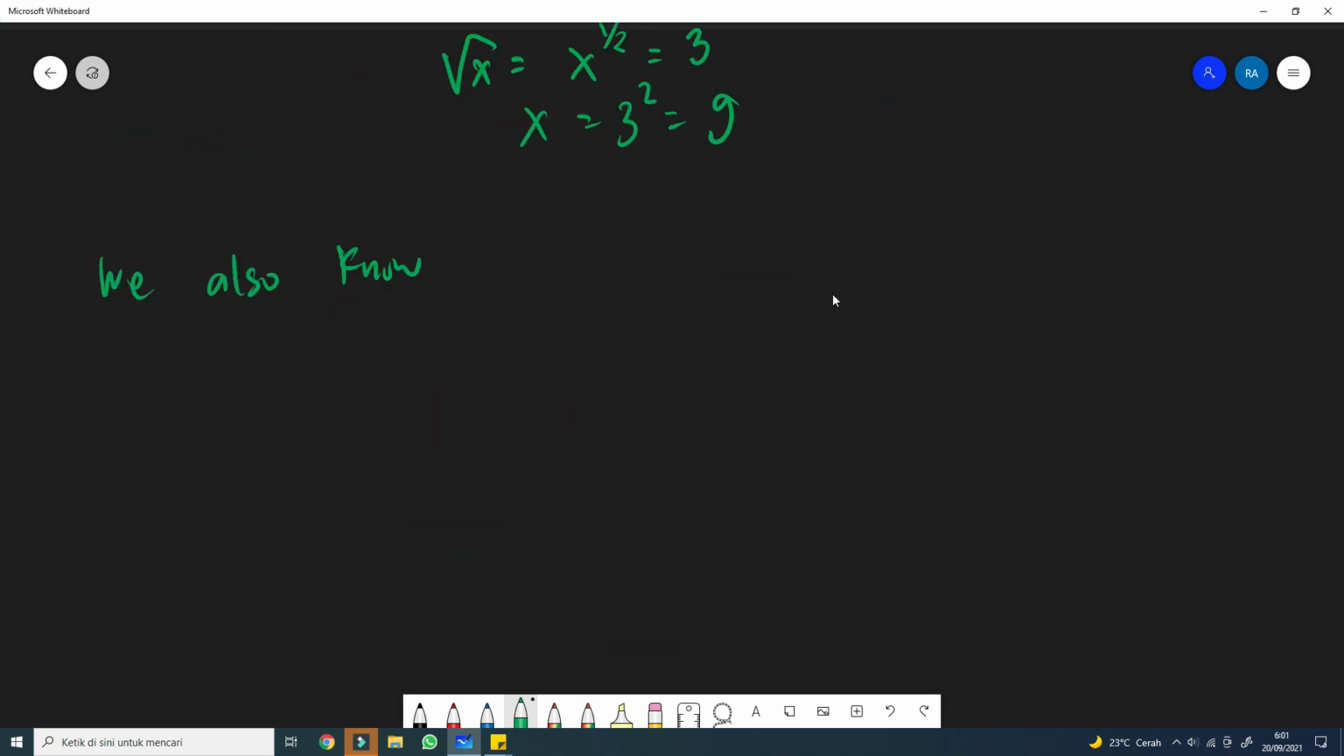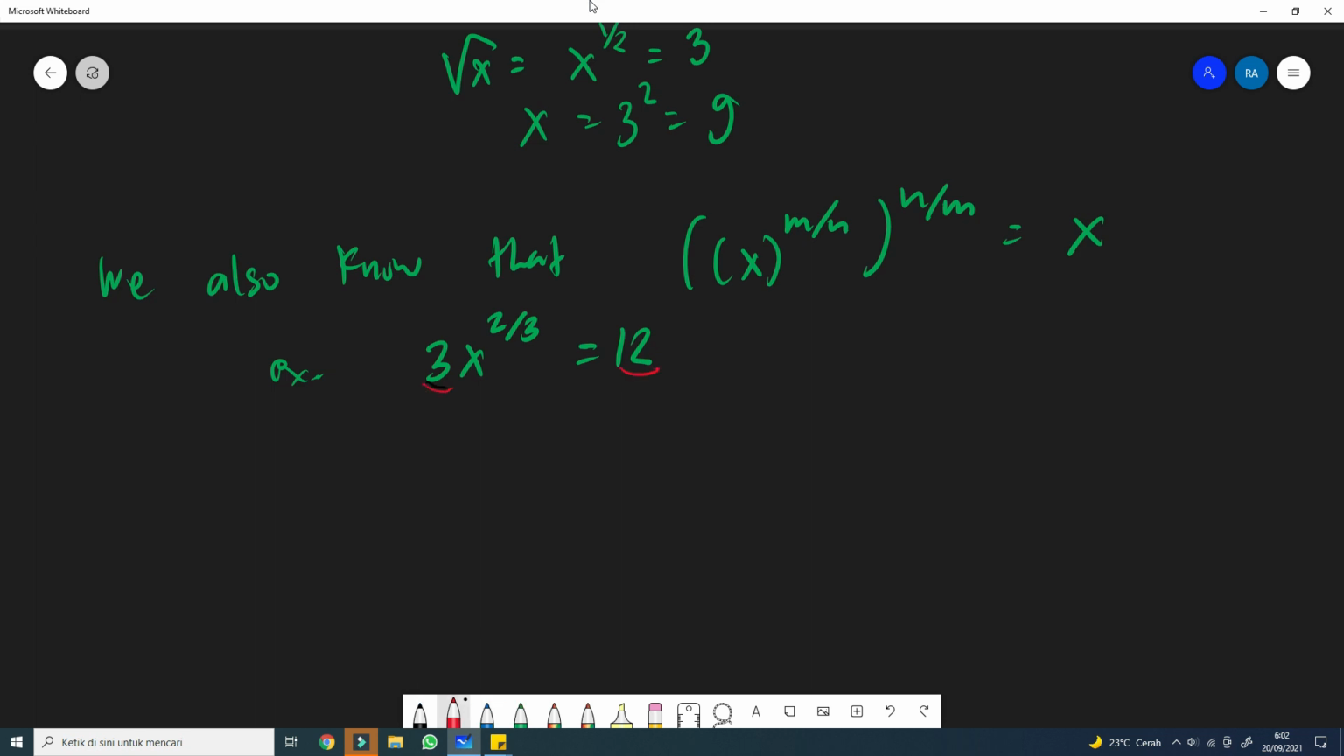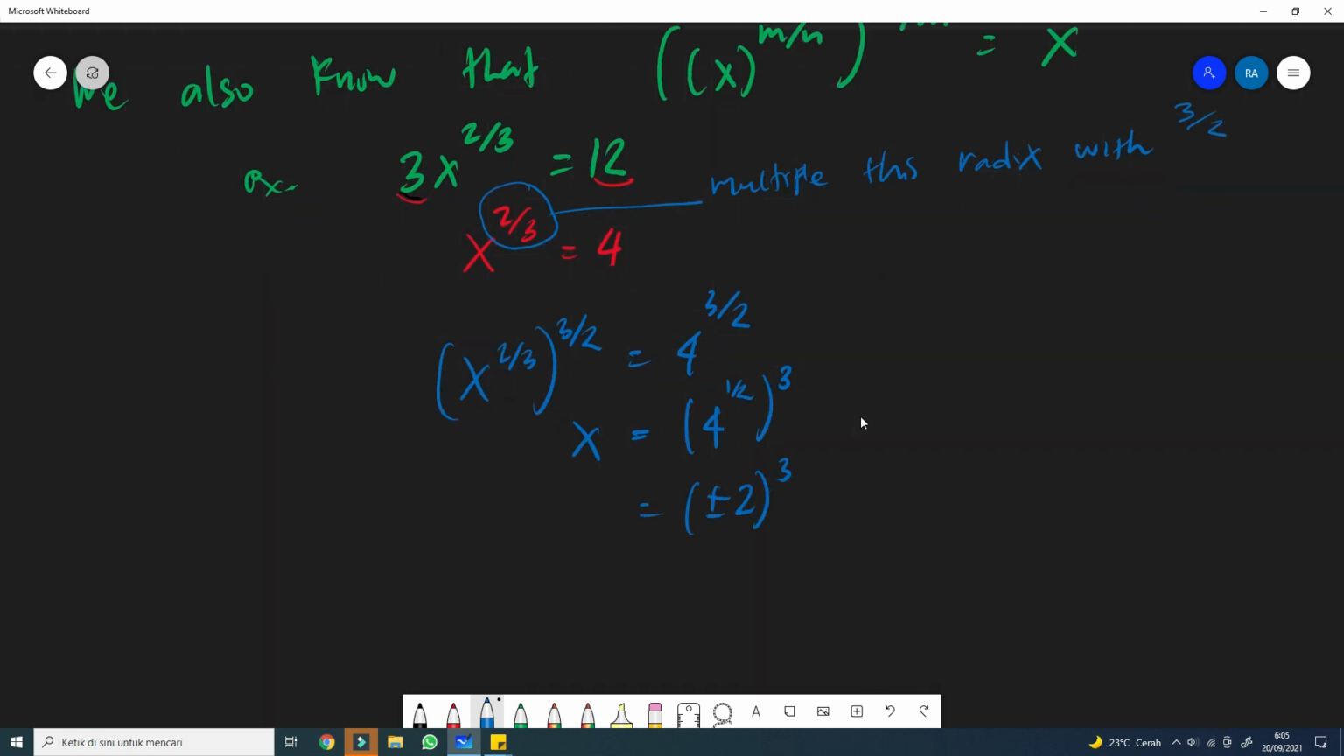We also know that x to the power of m over n, to the power of n over m, is equal to x. So for example, we have 3 times x to the power of 2 over 3 equals 12. Then we divide both sides by 3 first. Then the equation becomes x to the power of 2 over 3 equals 4. Then we multiply the exponent by 3 over 2 on both sides, and our equation now becomes like this. So x is now equal to plus or minus 8.